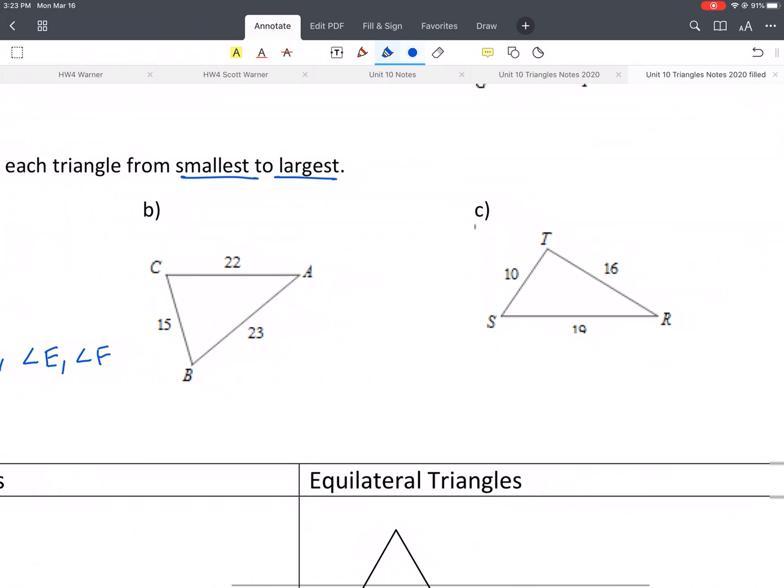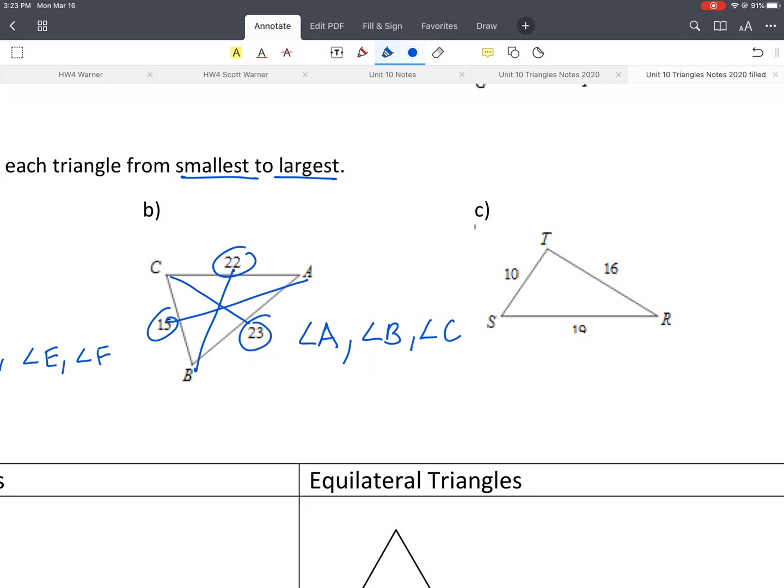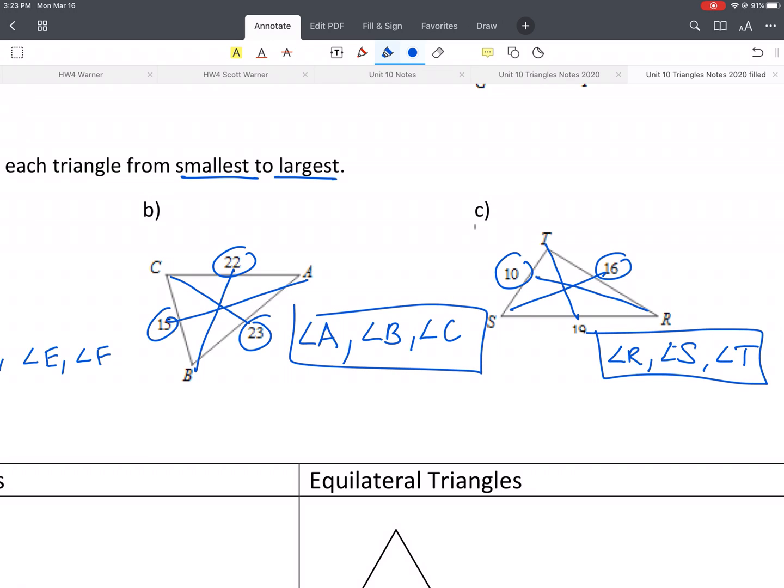Okay, so give a try on those two if you would. All right, so the smallest across from there gives you angle A. Then the next would give us angle B. And then the next would be angle C. For this one, the smallest, across from there would be angle R. And the next would be angle S. And then the largest side, the largest angle would be angle T.